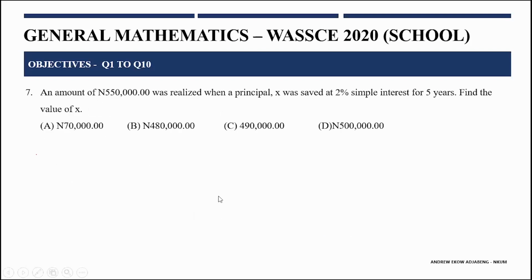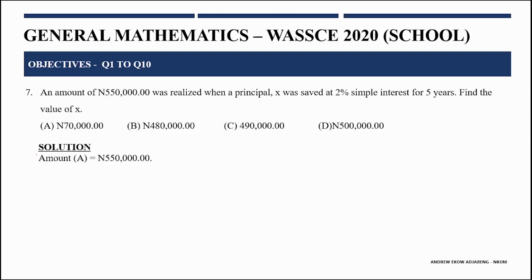Question 7. An amount of 550,000 naira was realized when a principal X was saved at 2% simple interest for 5 years. Find the value of X. So A, B, C, and D are the possible solutions. One of them is the correct answer. Let's look at the solution.